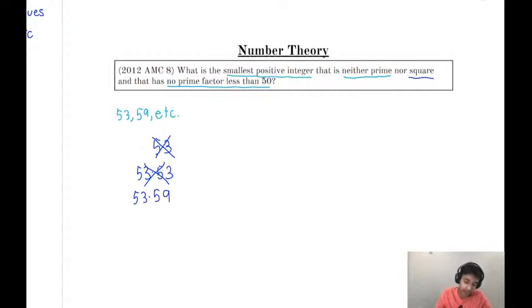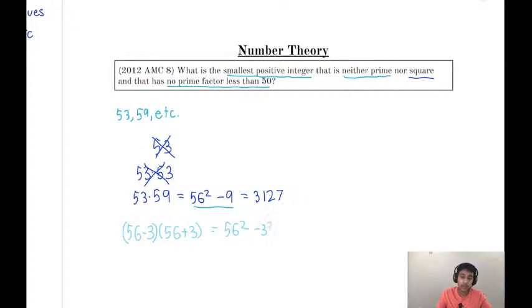The reason it's 53 times 59 is these are the two smallest prime numbers, and a quick way to multiply this is to realize that this is just 56 squared minus 9, which is 3127. 56 squared is 3136, minus 9, so you get 3127. The reason I got this is that 53 times 59 is (56 minus 3) times (56 plus 3). This is a nice mental math trick, and it's just 56 squared minus 3 squared. That's a useful mental math trick that is very good to know. And this is just 3127. So that's how I found that 3127 is our answer.